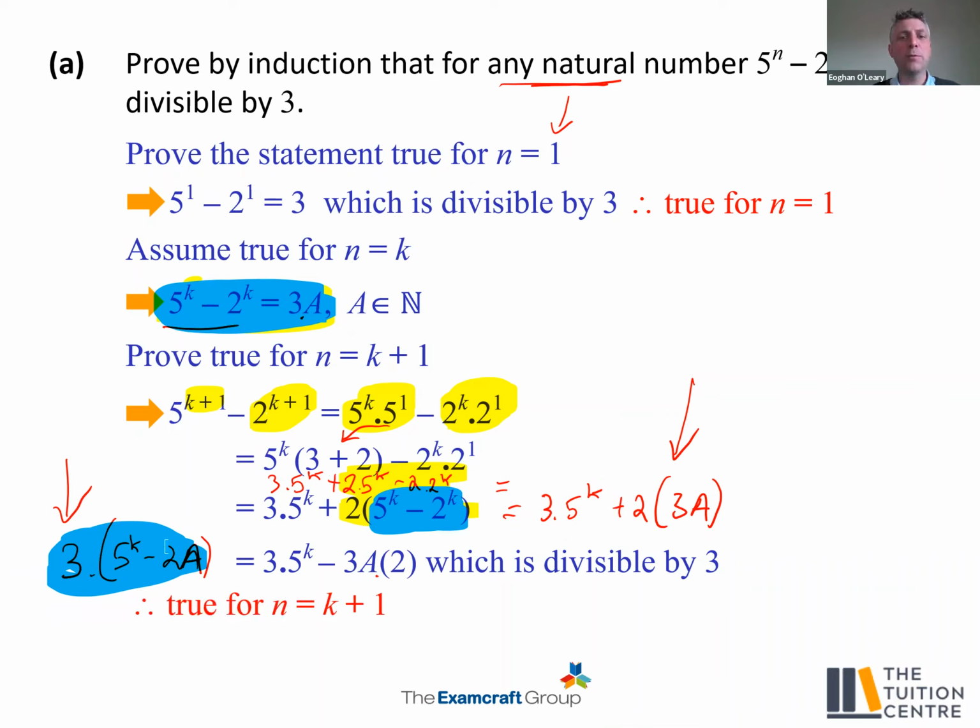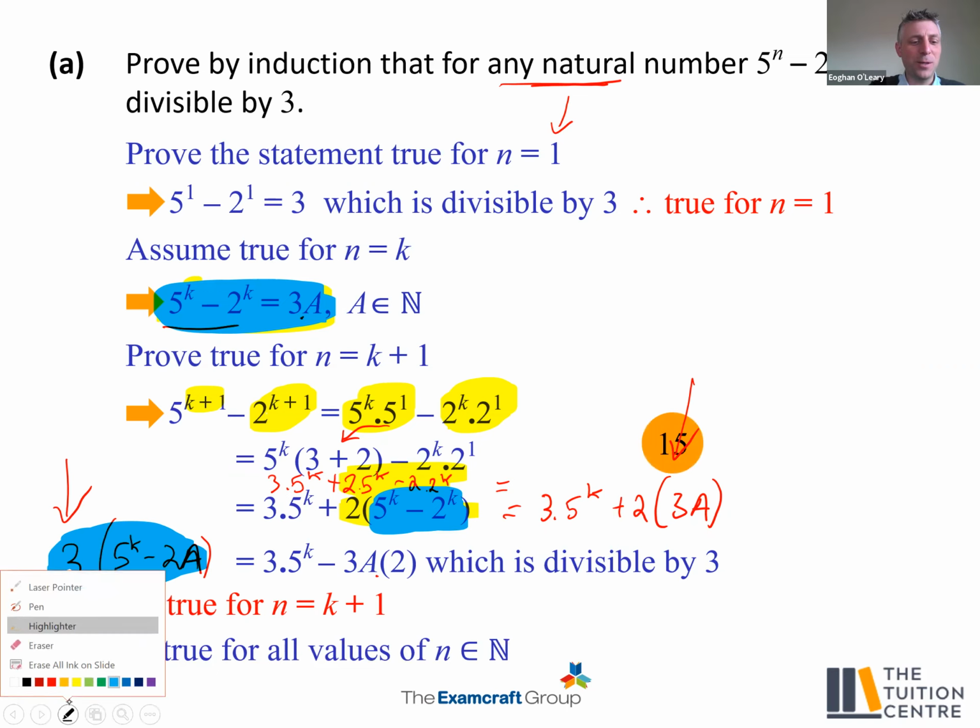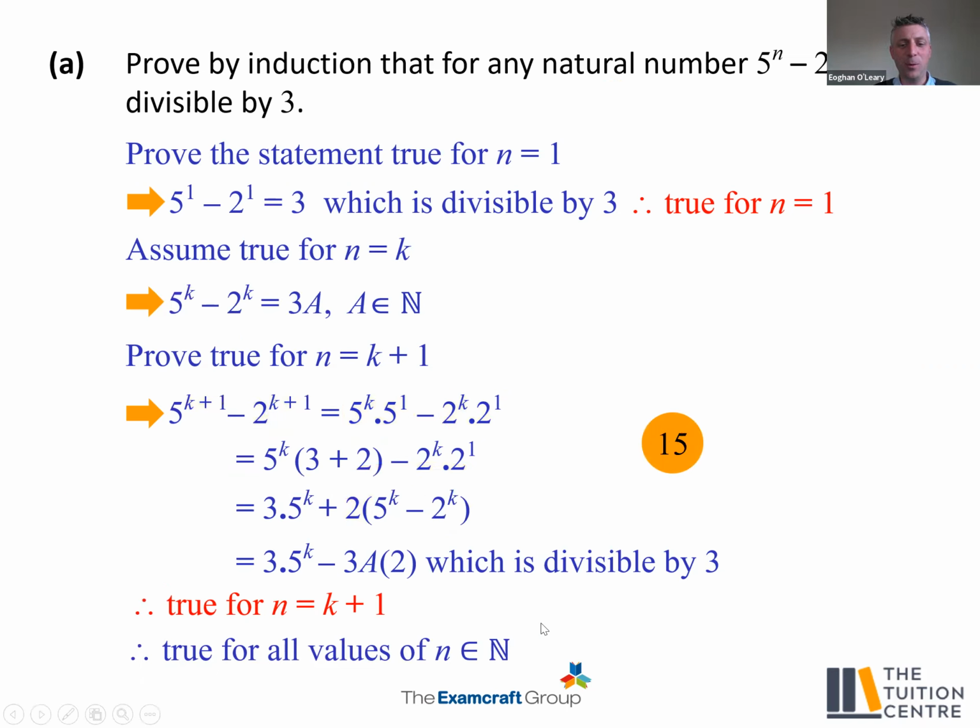So I have proven it's true for n equals 1, and assuming it's true for n equals k, I've proven it's true for n equals k plus 1. Therefore, by induction, I've proven it's true for all n an element of the natural numbers. And that's worth 15 marks. So well done to everyone who got that. Now we're finished question 1, and we'll go on to question 2, and we'll see that it's a complex numbers question.